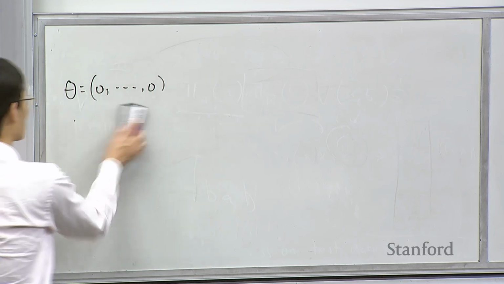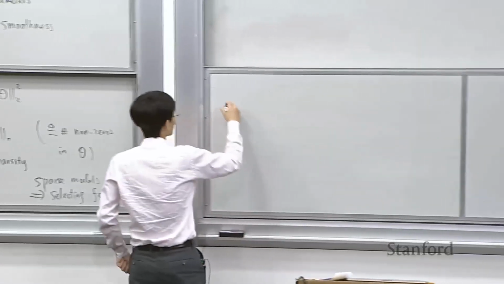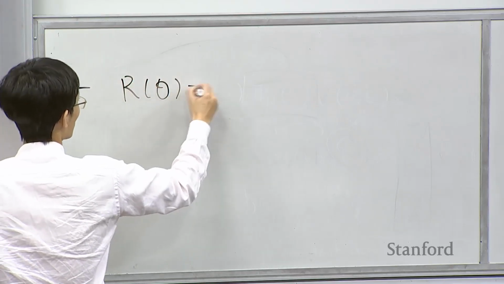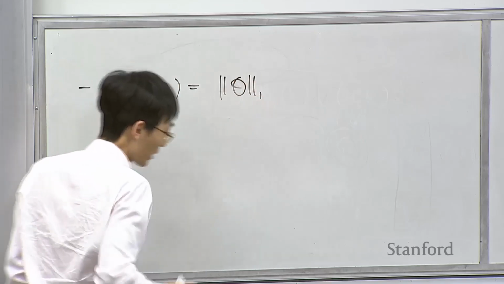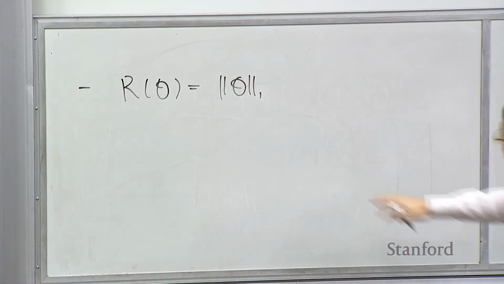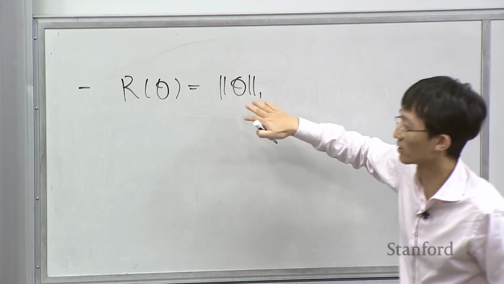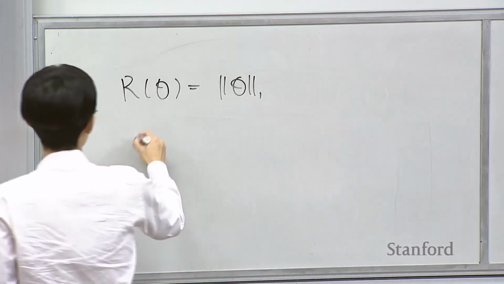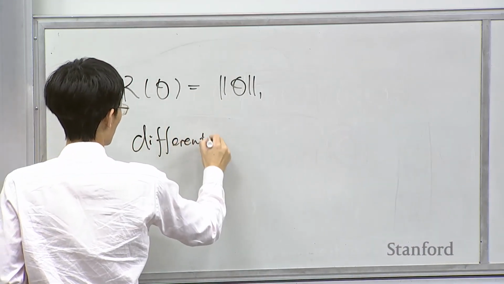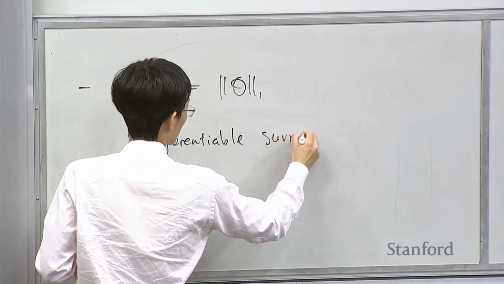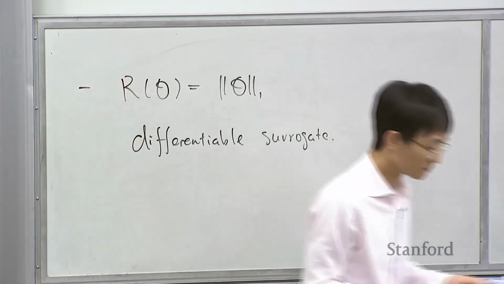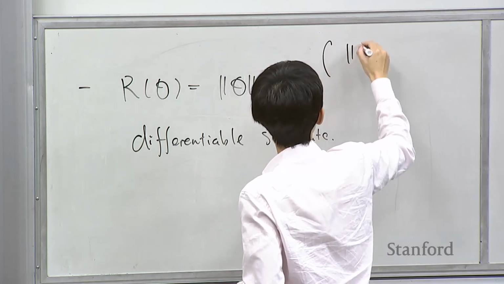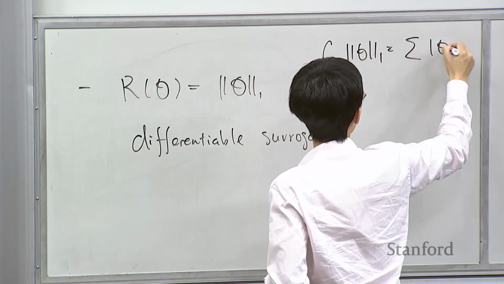Because it's non-differentiable, what people do is use a surrogate. This is a typical surrogate. The reason why is a little bit tricky, but this is a differentiable surrogate for the sparsity of the model. So you use the one norm. Here the one norm just means the sum of the absolute values of each coordinate.